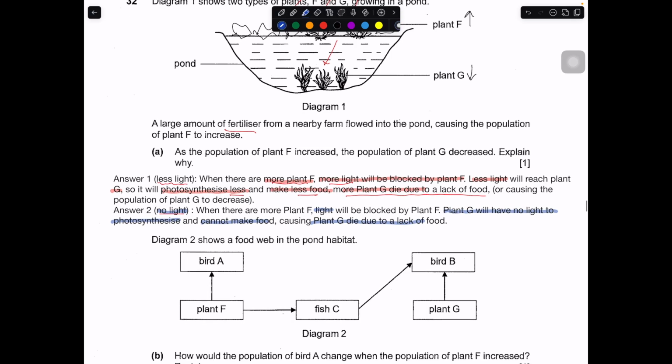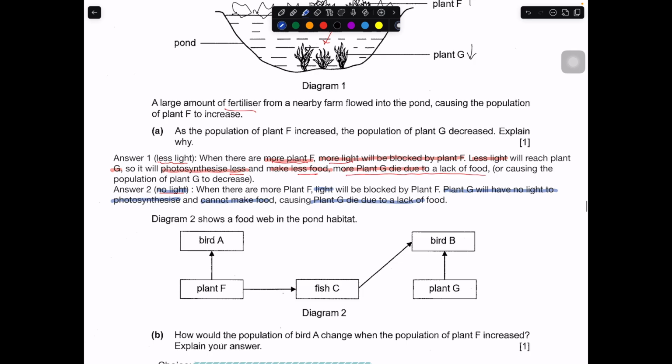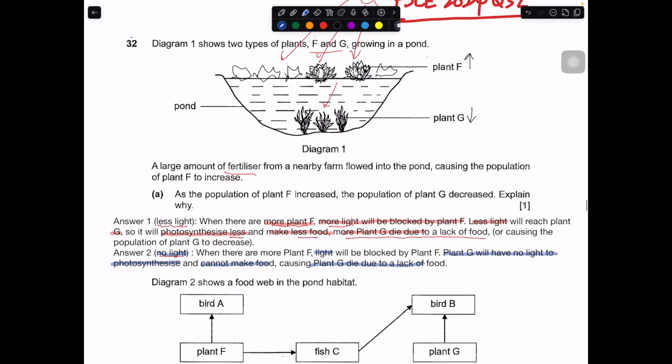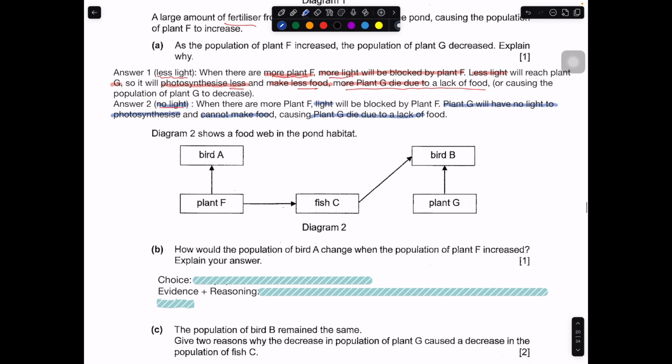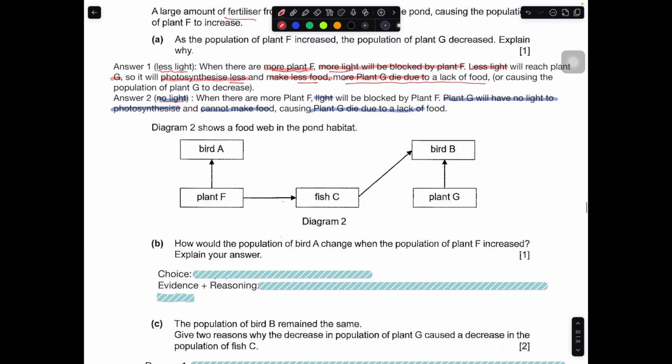So this one is quite straightforward. The main idea will be photosynthesize less, make less food. If no light, then cannot photosynthesize, cannot make food. Plant G die. So this is more about part 1. Part B and C is really about the food web in this case. So you have diagram 2, you have plant F and plant G again, and you know that there are fishes and birds in this case.